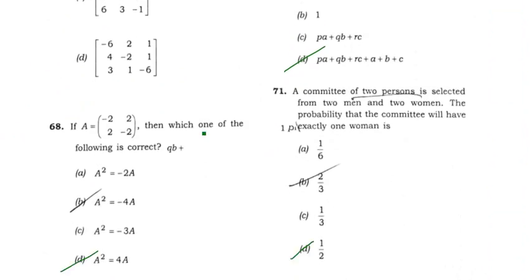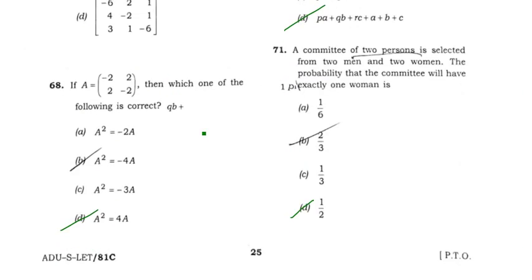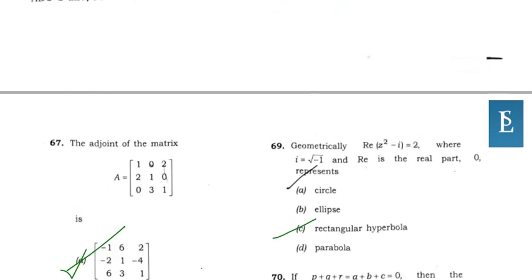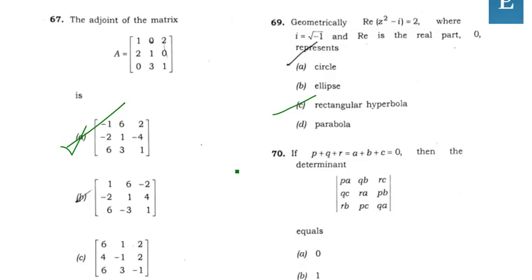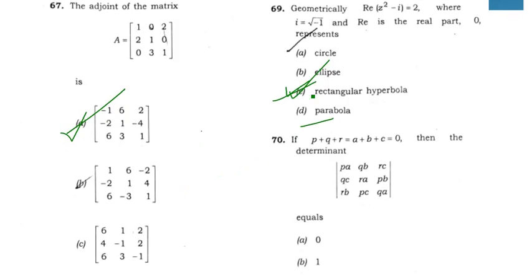Anyway, next question is if A = [[−2, 2], [2, −2]], then which of the following is correct? So the right option is A² = 4A. So please remember this one. A² = 4A is the right one. Geometrically, Re(z² − i) = 2, where i is iota meaning √−1 and Re is the real part, represents a rectangular hyperbola. Okay, it represents a rectangular hyperbola.